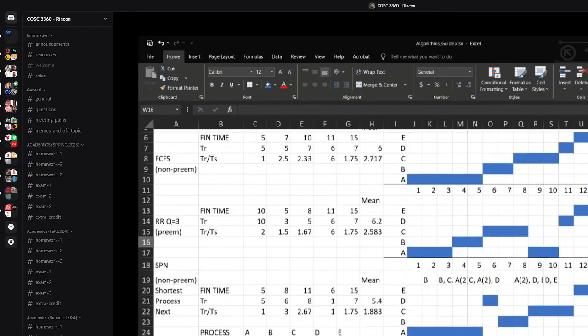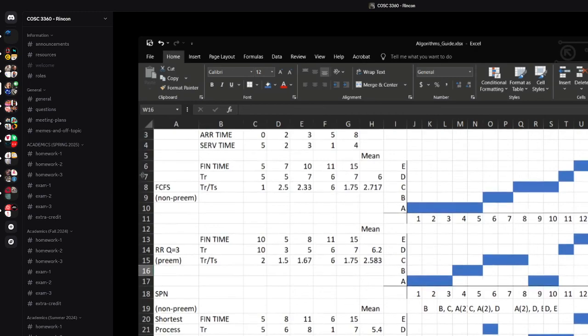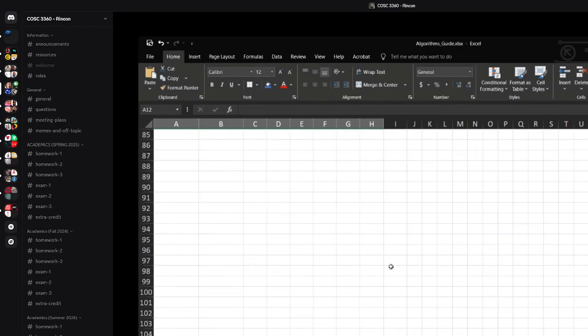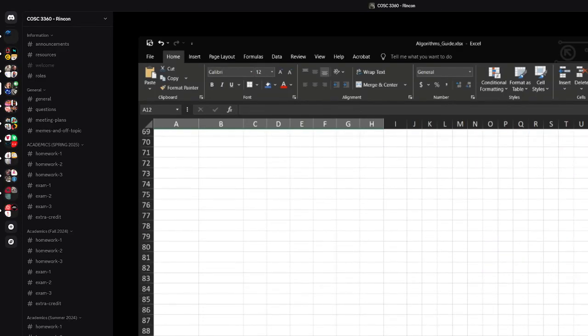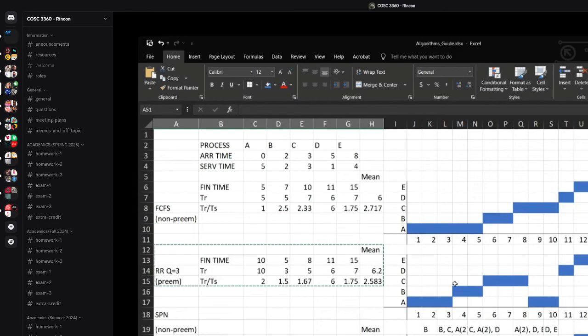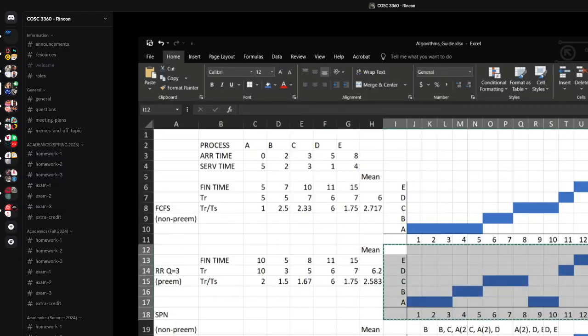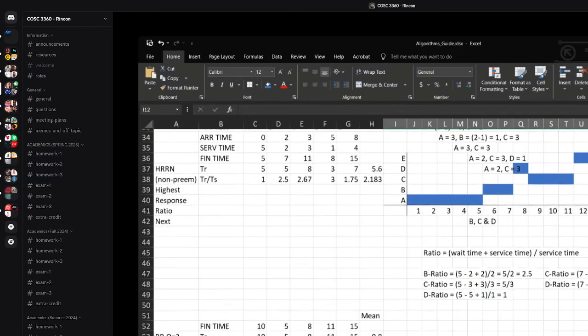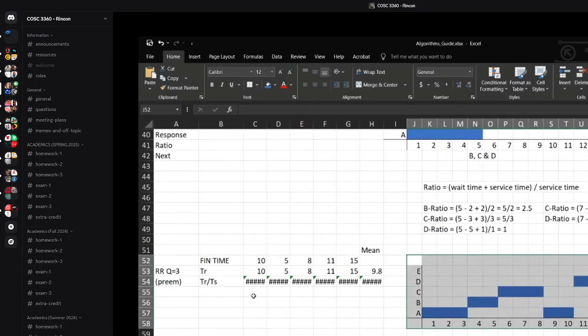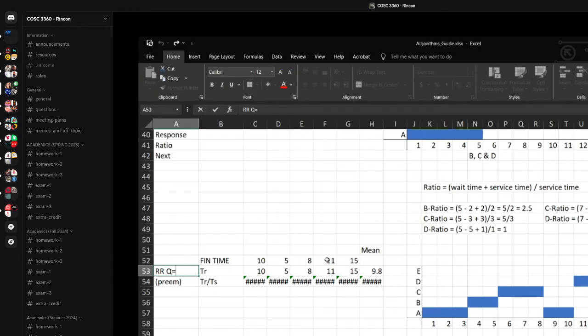Okay, so if not, I'm going to show one more example. I'm going to copy this and put it all the way at the bottom, and then copy in this chart. Something like this, yeah. Okay, so we're going to do this exact same example.